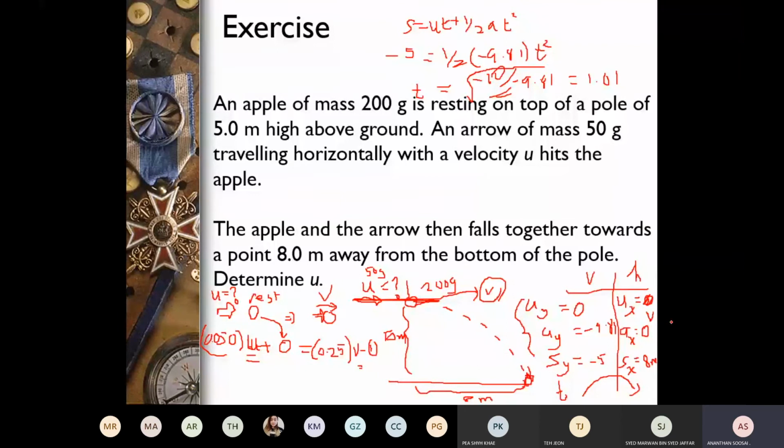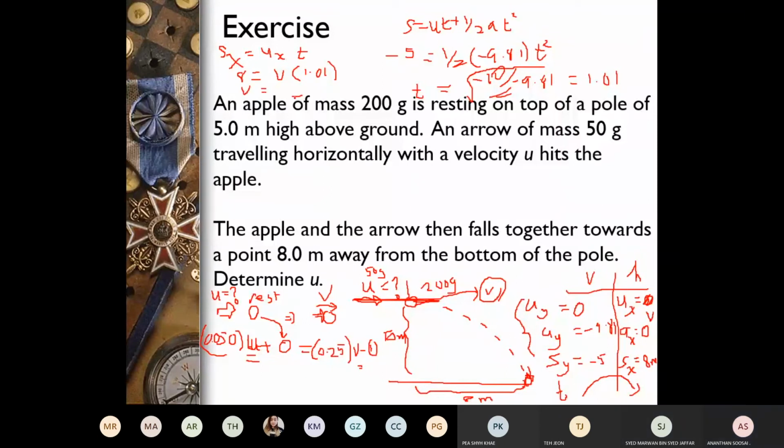So we want to find the V. Use the time to find the V. What formula to use? The UX, the horizontal one. So I'll do it on top here. SX equals to UXT, right? UX is the V, and the time is 1.01. That's how we got it. And SX is how much? SX is 8 meter.